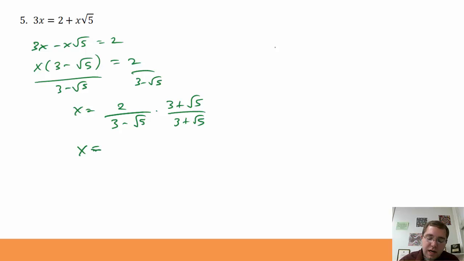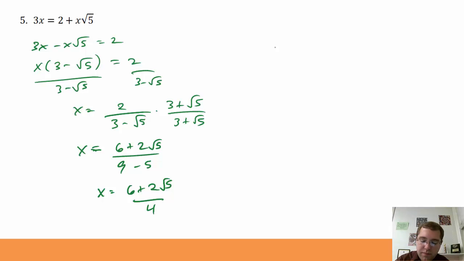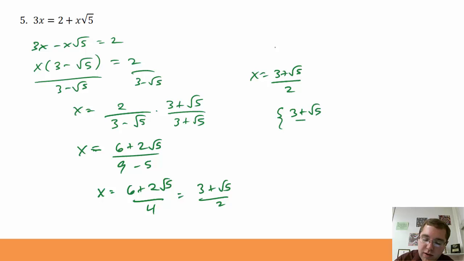Multiplying across, I'll have 2 times 3 plus radical 5 makes 6 plus 2 radical 5, distributing the 2. On the bottom, I FOIL. 3 times 3 is 9. The radicals in the middle terms will cancel, and I'll have negative radical 5 times positive radical 5, which would be negative 5. So x then is 6 plus 2 radical 5 over 4, which is 3 plus radical 5 over 2, if I cancel the 2 out of everything. So x equals 3 plus radical 5 over 2. And I don't have to check for extraneous solutions here because I never squared both sides. I never multiplied by a variable.